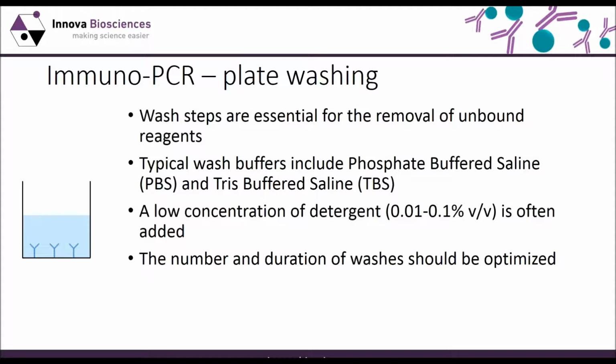Once the capture antibody has been successfully coated onto the microplate, the plate should be washed to remove any unbound antibody. Typical wash buffers include phosphate-buffered saline or tris-buffered saline, often with the inclusion of a low concentration of detergent, such as Tween 20. Efficient washing throughout the entire Immuno-PCR assay is essential to minimise non-specific binding. The number and duration of the washes should be carefully optimised.